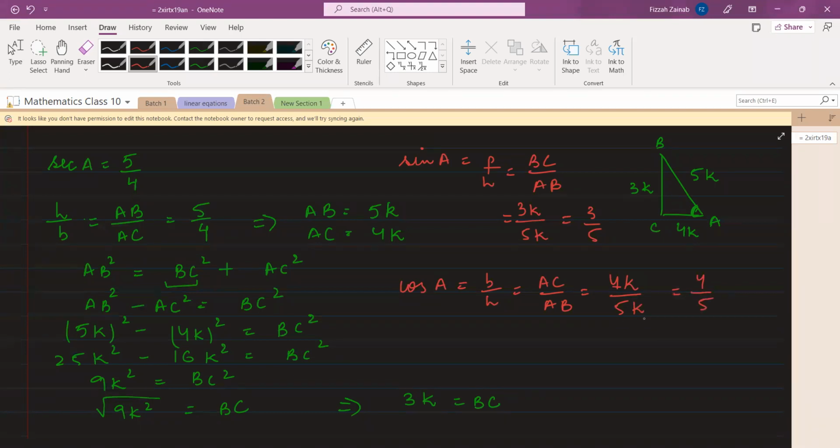And then you have tan. So tan of A is perpendicular by base, right? So perpendicular will be BC and this is AC. So 3k by 4k, this is 3 by 4. Please note the value, then you can tell me later.